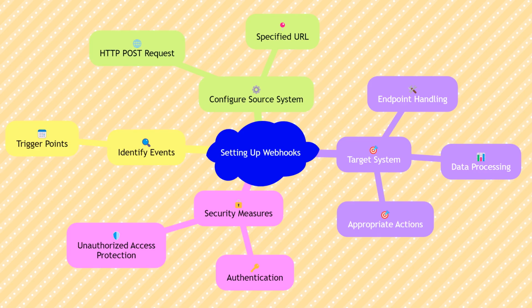Setting up webhooks involves a few key steps. First, you need to identify the events you want to trigger the webhook. Next, you configure the source system to send an HTTP post request to a specified URL when the event occurs. This URL is typically an endpoint in the target system that is designed to handle the incoming data. Finally, you need to ensure that the target system processes the data correctly and takes the appropriate actions. Proper authentication and security measures should also be implemented to protect the webhook from unauthorized access.